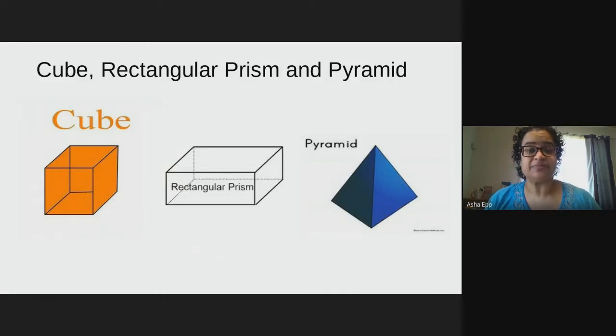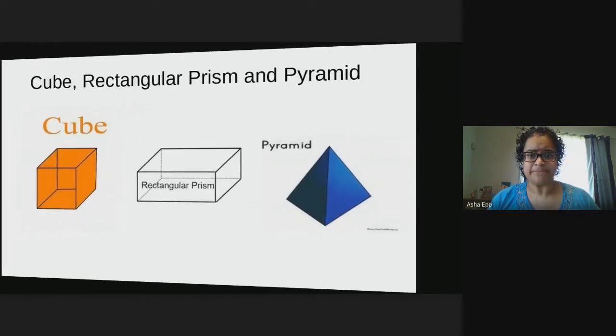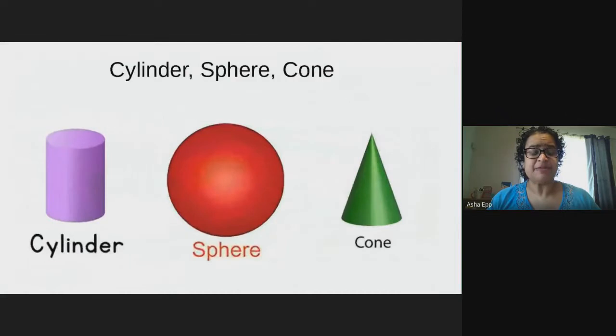Okay, so we're going to go over some of these shapes, and the first few slides are actually 3D shapes, and these shapes are ones that kind of stick out at you or you can pick up. So we have a cube, a rectangular prism, and a pyramid, okay? Then we have a cylinder, a sphere, and a cone.